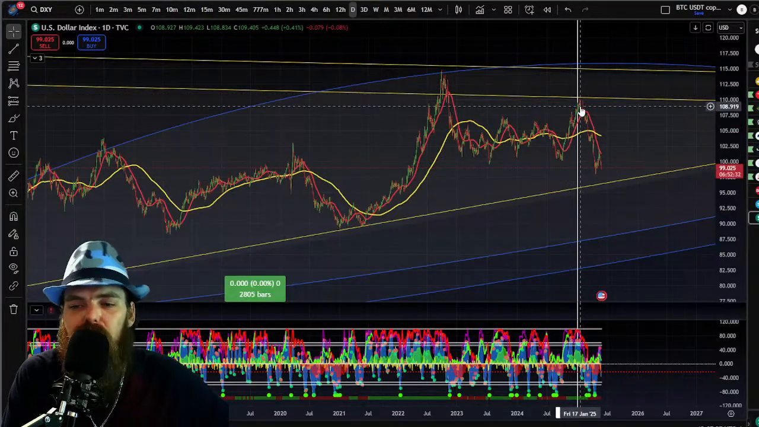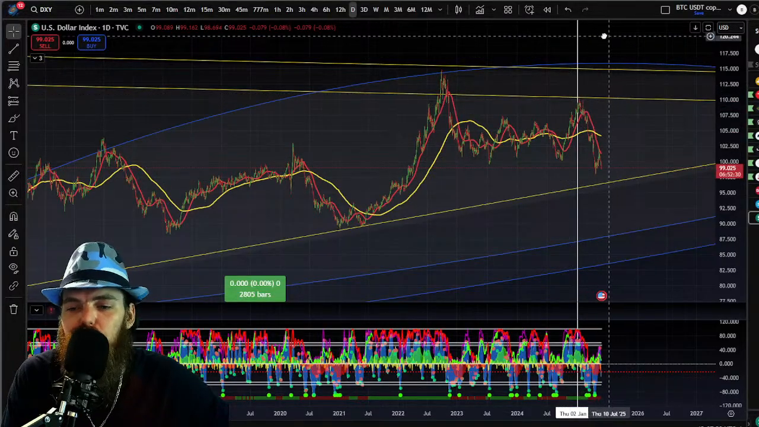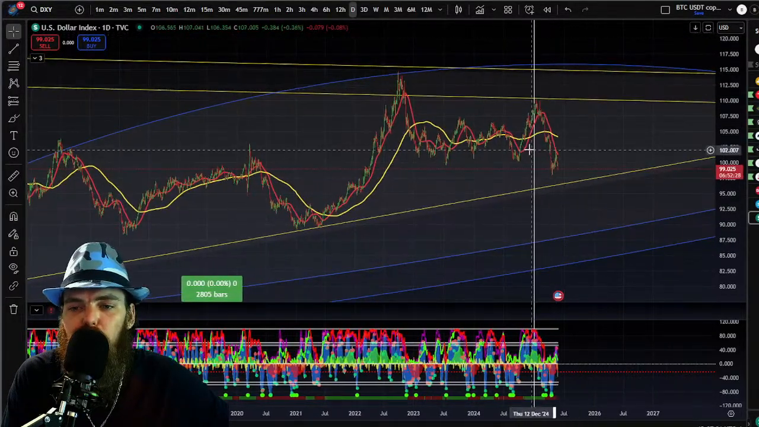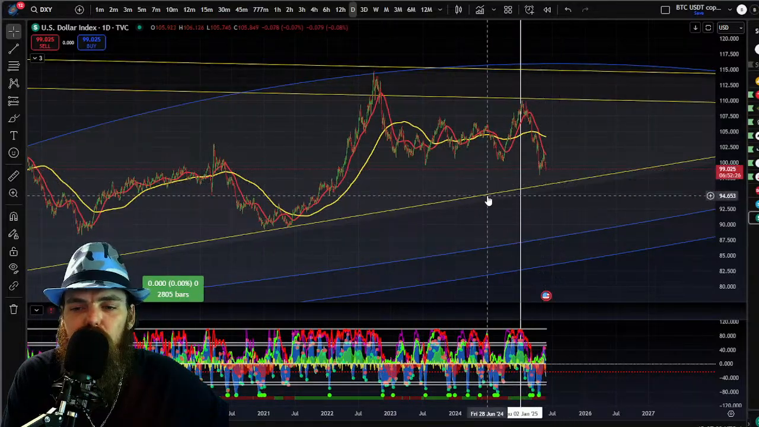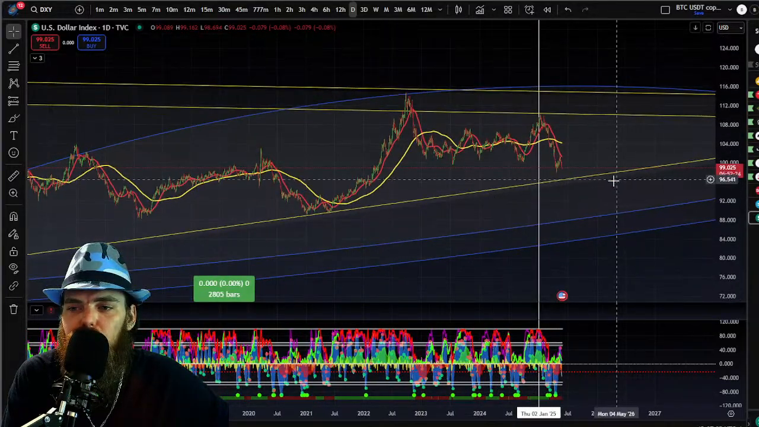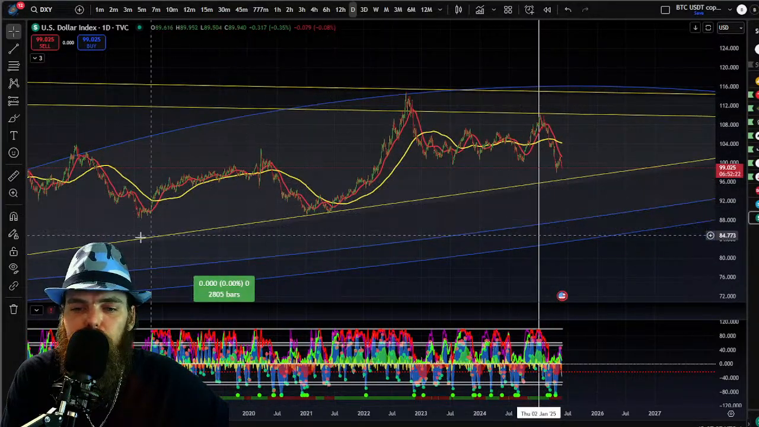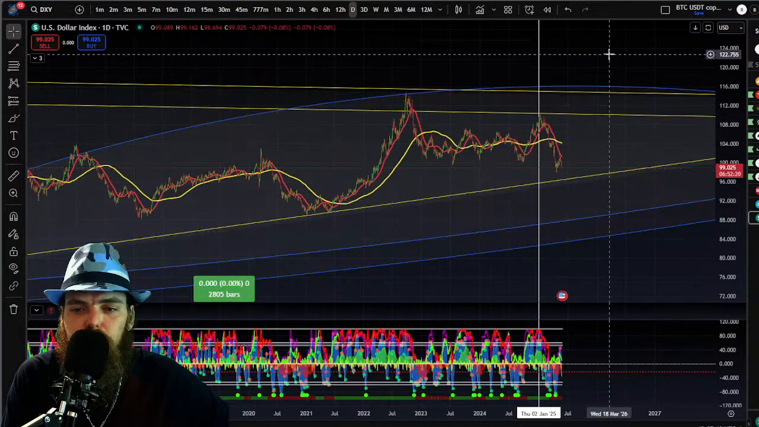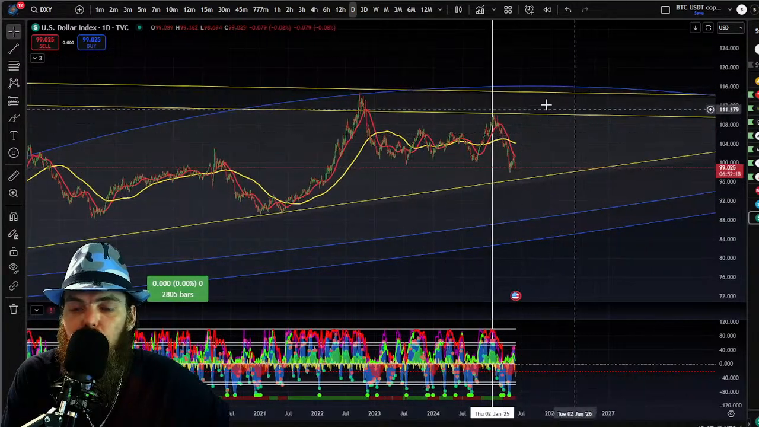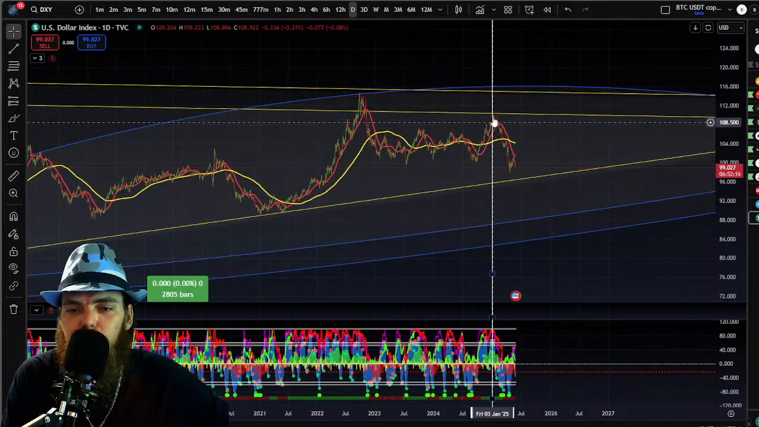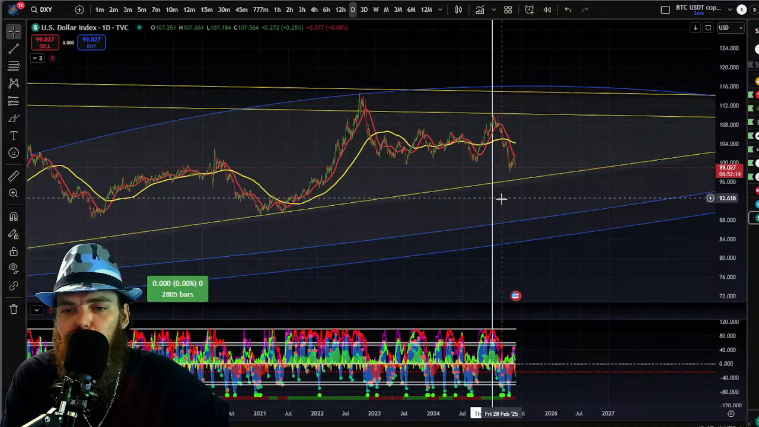Dollar dropping. It has been dropping since we drew this line and said we were looking at a pullback. So we're watching for that to happen all the way down to this idea. So far, so good. I mean, we probably couldn't have gotten that any better.